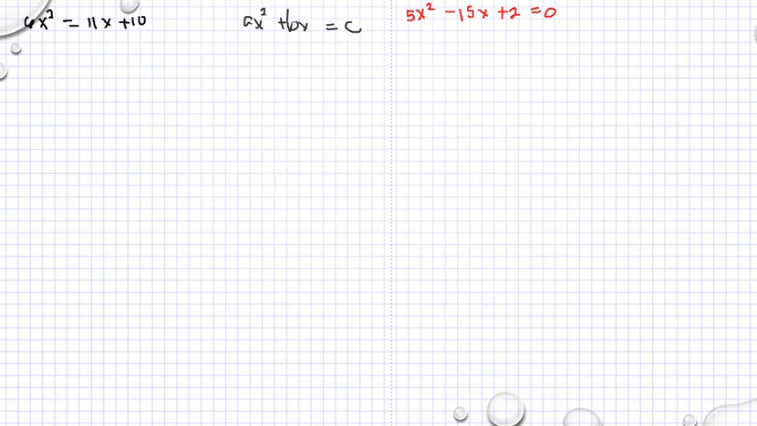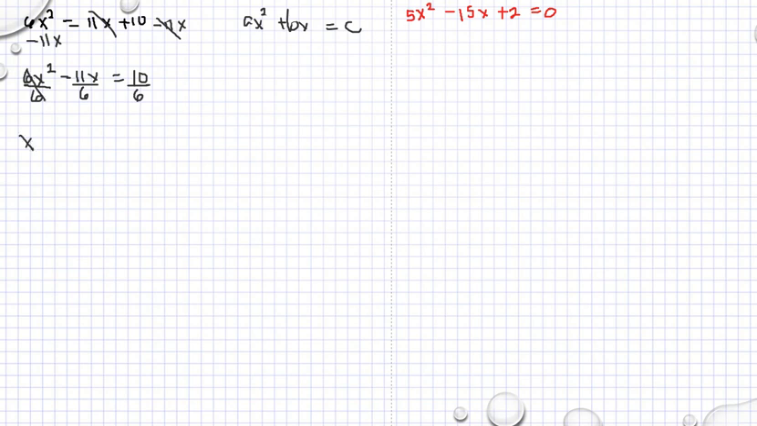Since we have 10 already on the right hand side, we need only to move 11x by subtracting both sides of the equation by 11x. And we have 6x squared minus 11x is equal to 10. After that, we need to add the half of the second term. We need to divide all the terms by 6.